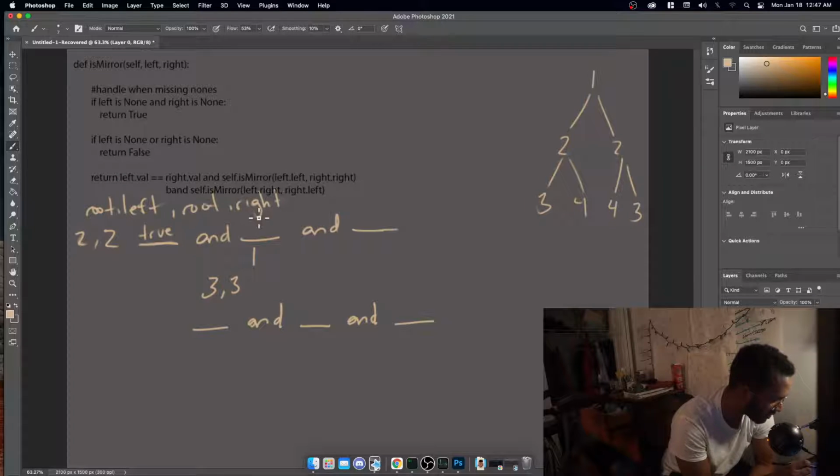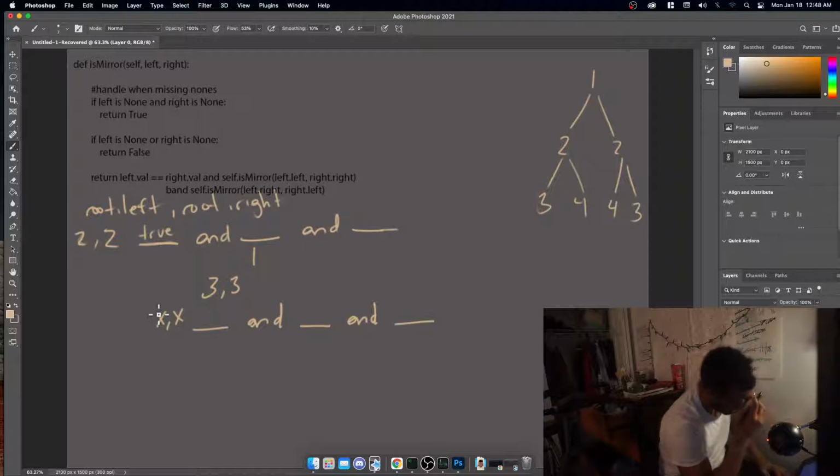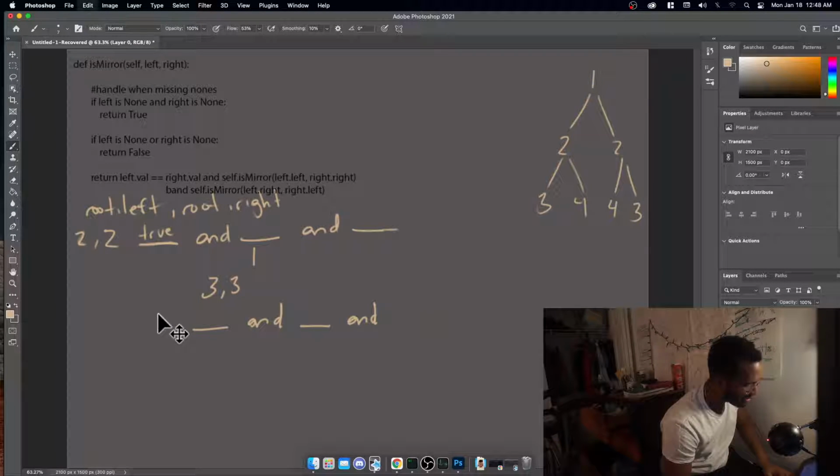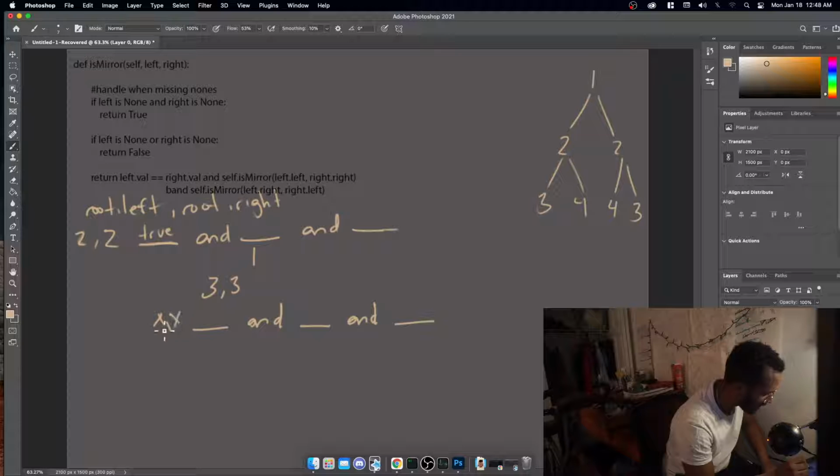So now we're going to call the function again, right? Since we're calling isMirror, we're going to go inside. And left.left for 3 is none, and right.right for 3 is also none. So we're just going to write x for nones, right? And then we're going to go through this function. Oops, this might be a little bit confusing. Actually, yeah, okay, so this is okay. And so we're going to have x and x here, right?